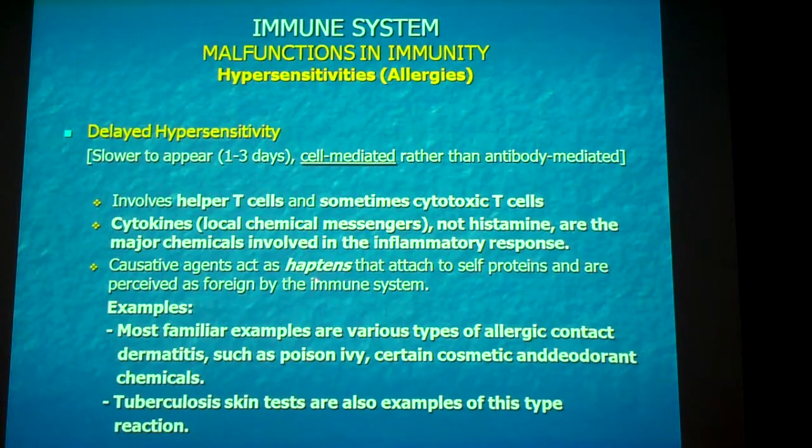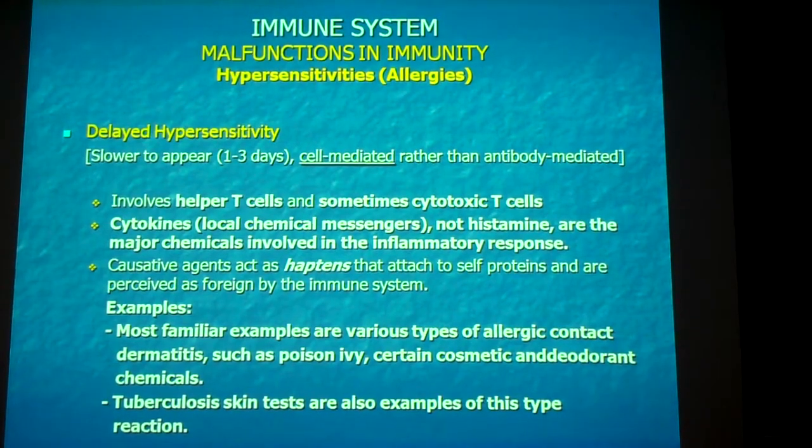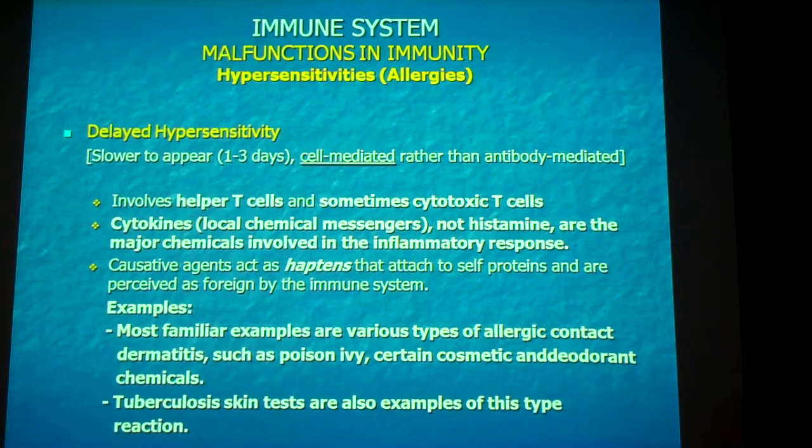What happens here, we're dealing with haptens. Remember what we said haptens were? Haptens were incomplete antigens. In other words, it's something that by itself would not be a problem to you, but if it combines with one of your body's proteins, it's perceived by your immune system as foreign, so you get a reaction but not immunity. So that's what this is.